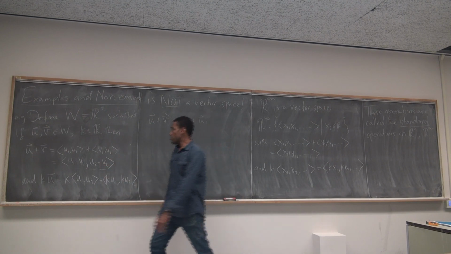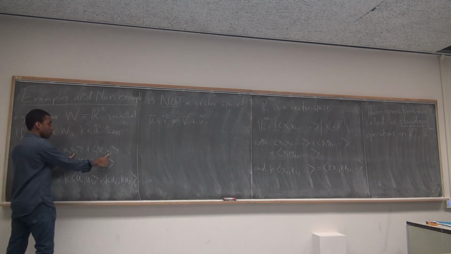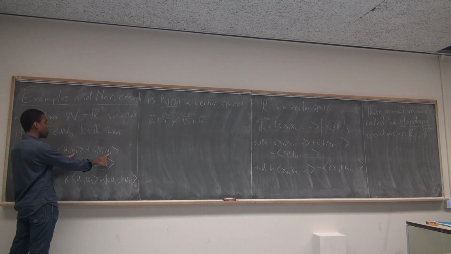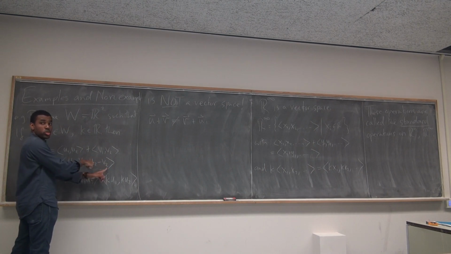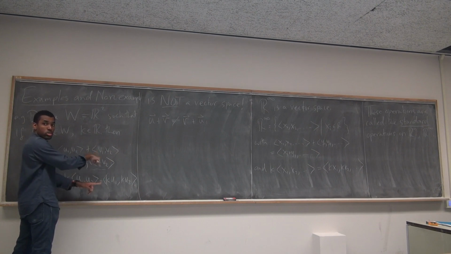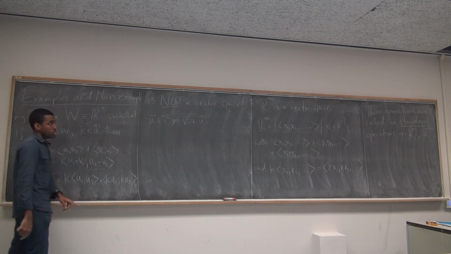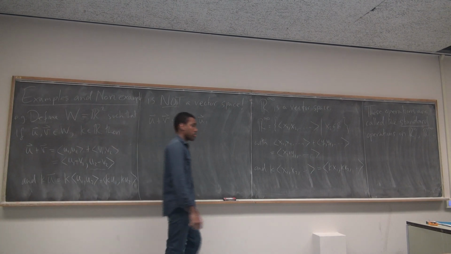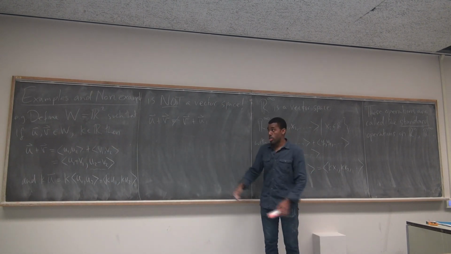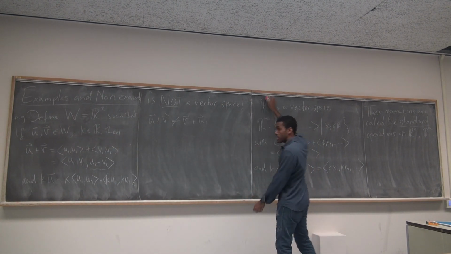So if my u2 was a 1 and this was a 2, then u plus v is actually 1 minus 2, whereas v plus u would be 2 minus 1. They disagree in the second coordinate. So I don't have commutative addition here. If I define addition in that weird way, it's not a vector space anymore.